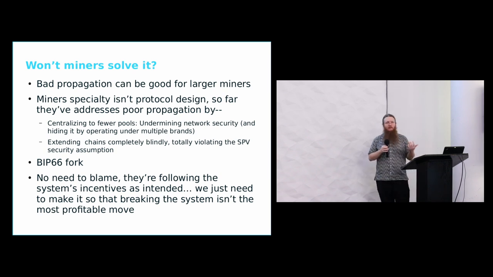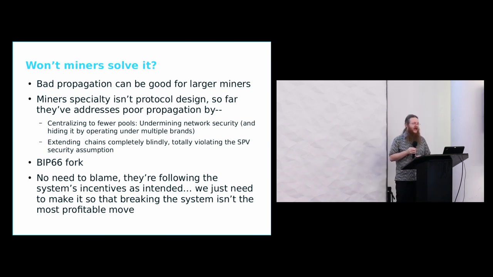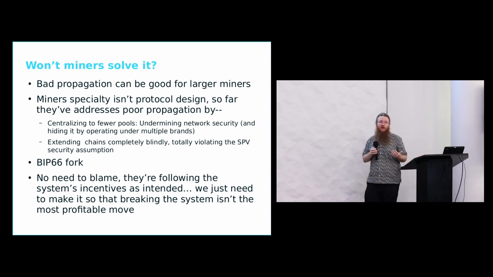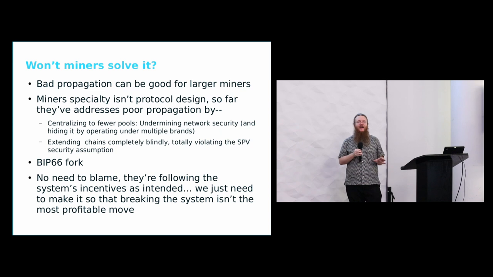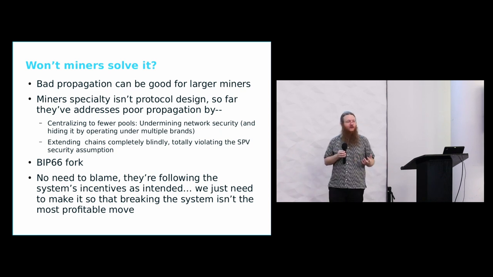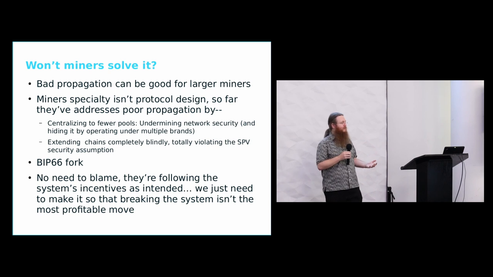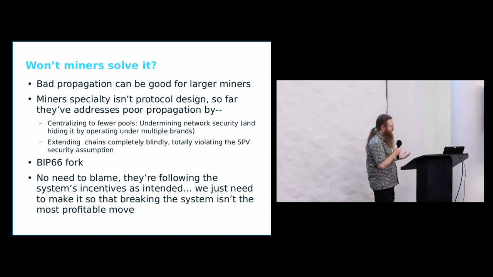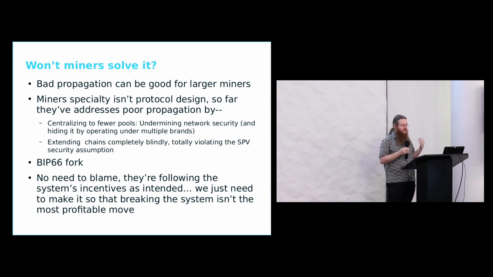So you might ask, why won't miners solve this? This is obviously a problem that adversely affects miners. Well, one reason is that bad propagation is actually good for large miners. And I don't think that any large miner today or in the recent past has been exploiting this fact intentionally. But there's this effect that occurs where if you're doing something wrong, but it's profitable for you, you might not notice that you're doing it wrong, right? You're not going to go, why am I making too much money? It takes a kind of weird person to do that. I'm one of those weird people. But for the most part, sensible people aren't weird like that. And so that's an effect that's worth keeping in mind.